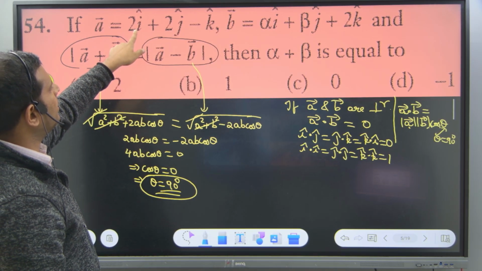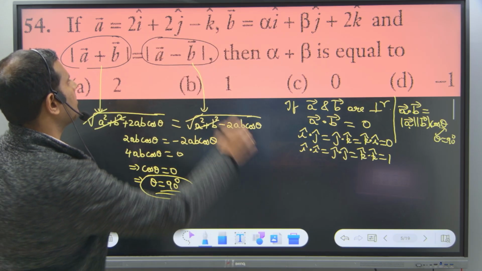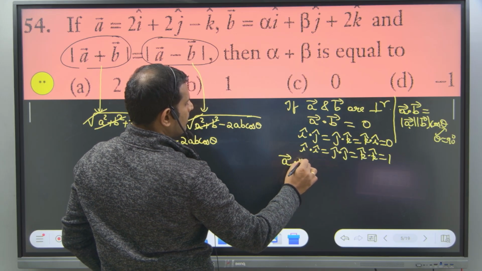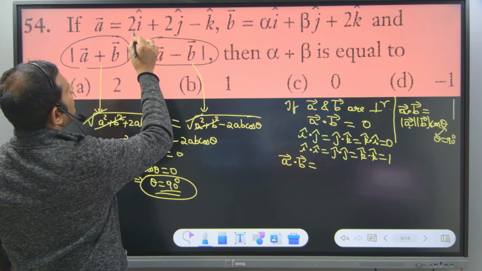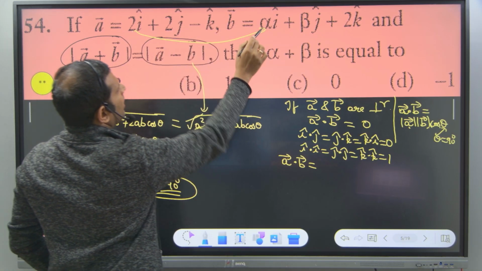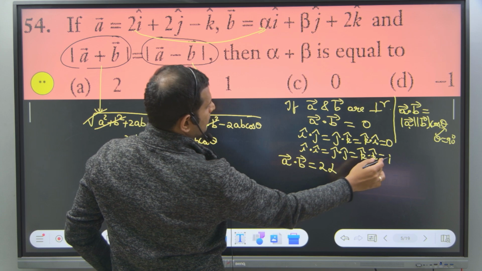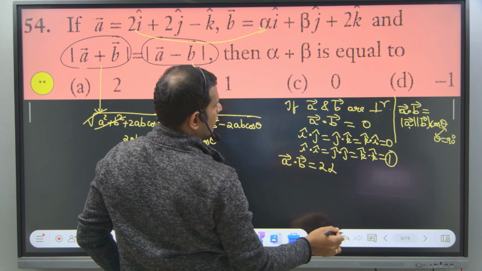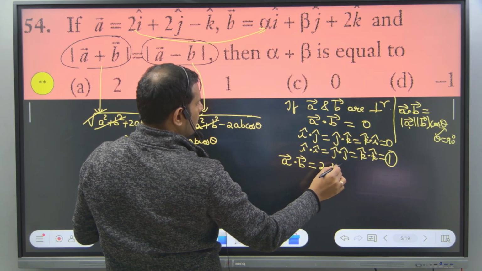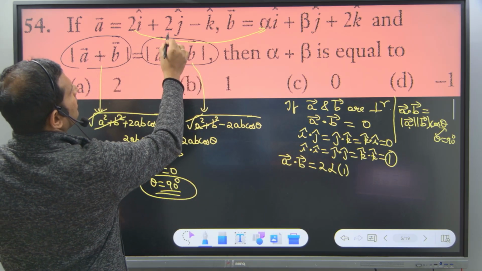So I will multiply i cap with i cap. How much will I get when I multiply i cap with i cap? Multiply and tell me. 2 alpha i cap into i cap, how much? What is i cap into i cap? 1. So 2 alpha into 1 is just 2 alpha. Then what will we get here?